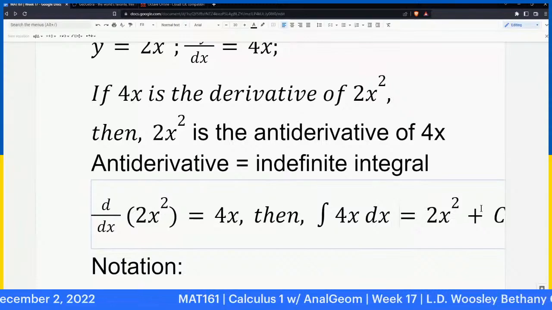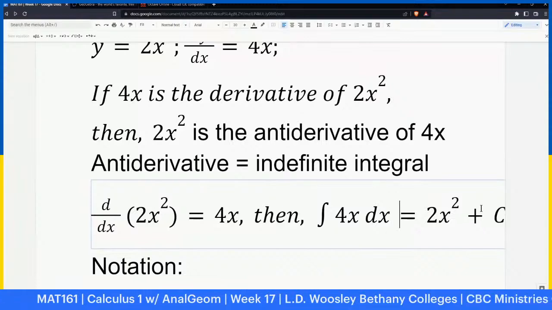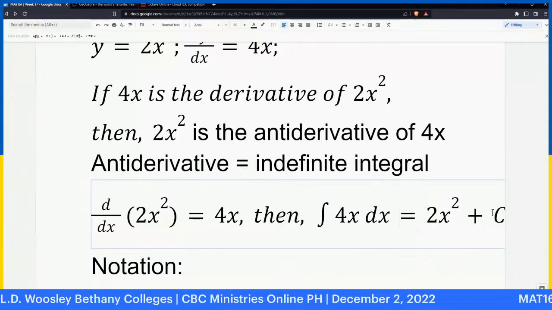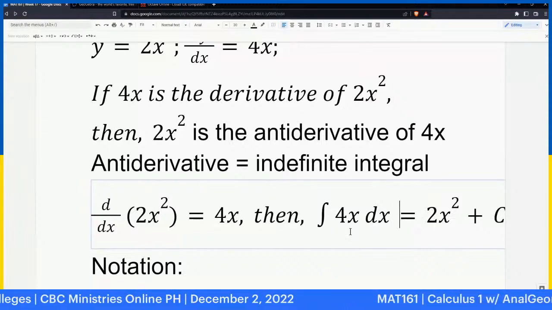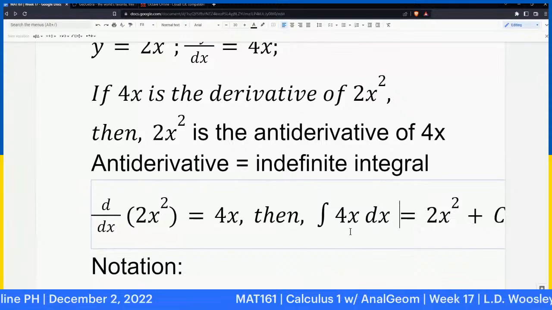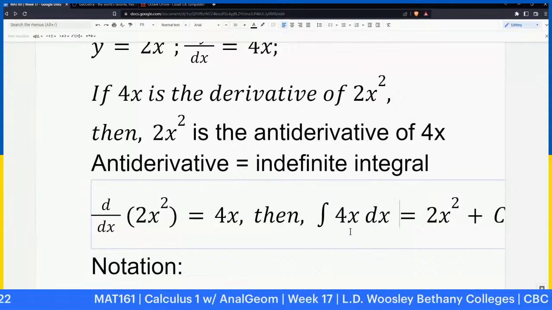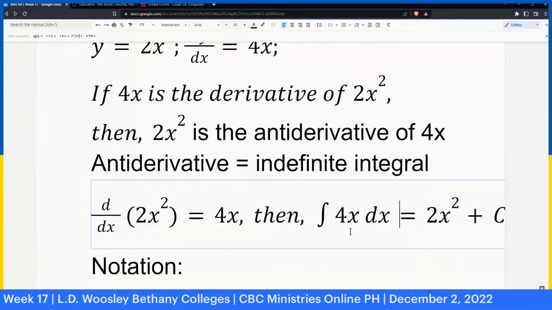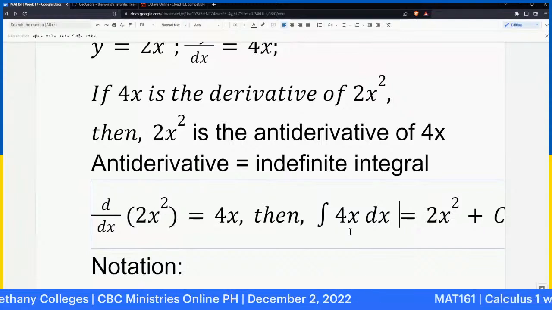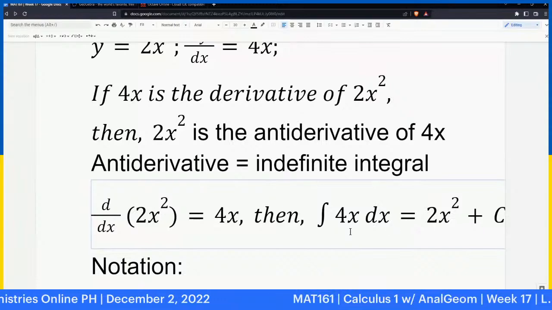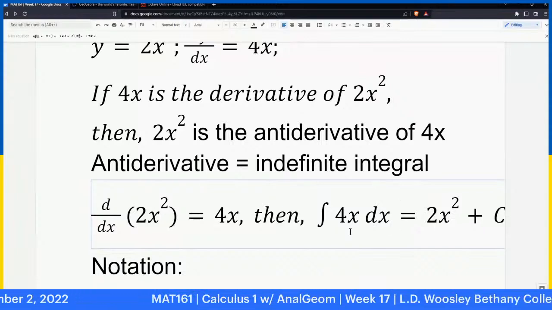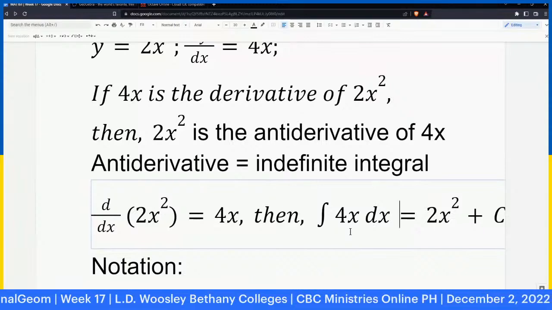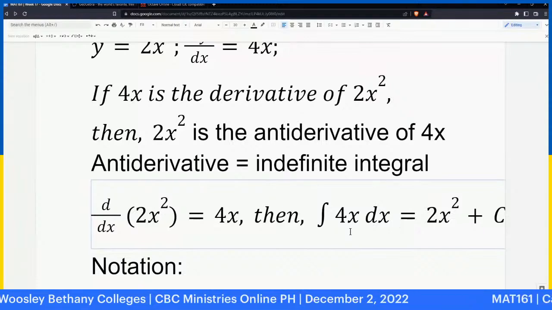4x po, sir? 4x pa rin. 4x pa rin siya. So, kaya tayo nagkakaroon ng constant dito to represent everything. Any constant, 2x squared minus 5, there's still 4x. So therefore, when we go back to the integration, we put a c, this is your constant, an arbitrary constant to represent all other possible antiderivatives.